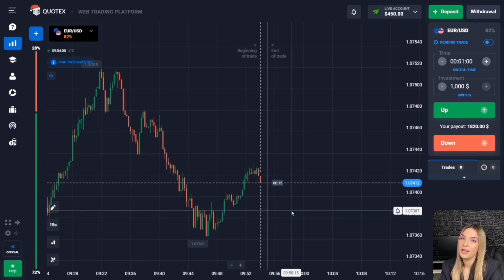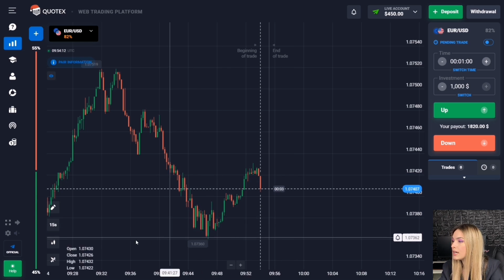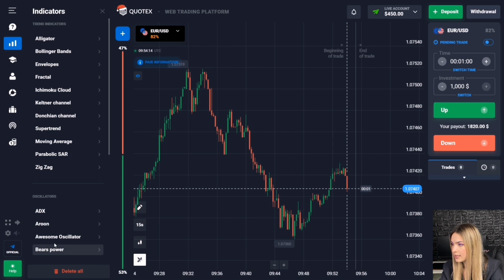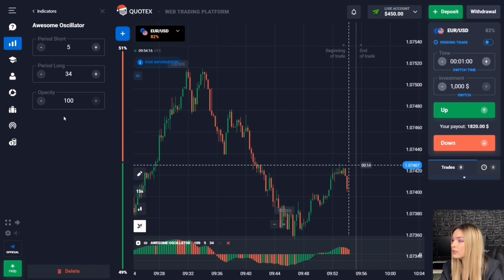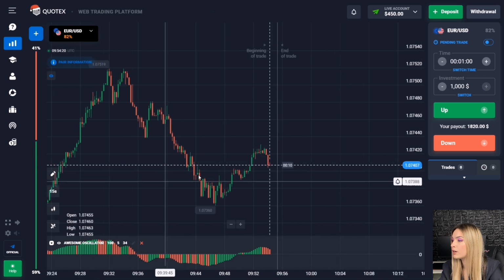So guys, today we are going to use the Awesome Oscillator indicator and I will show you how to use it. Let's connect it. To do this, let's go to the menu of indicators and select Awesome Oscillator from the list. We leave all the settings by default, nothing needs to be changed. Thus, the indicator appeared at the bottom of our chart.